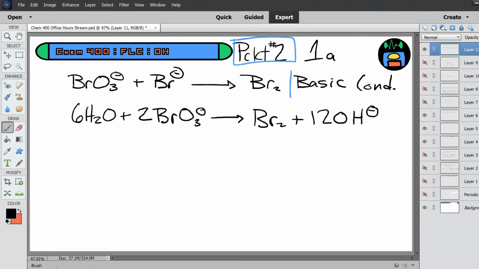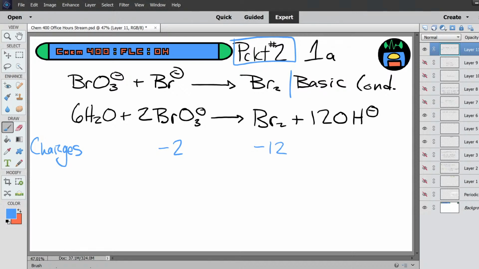Alrighty. Okay. So now we have to balance our charges. Let's take a look at this. So our total charge on our reactant side is -2 because we've got 2 bromate ions. Our total charge on our product side is -12 because we have 12 hydroxide ions.